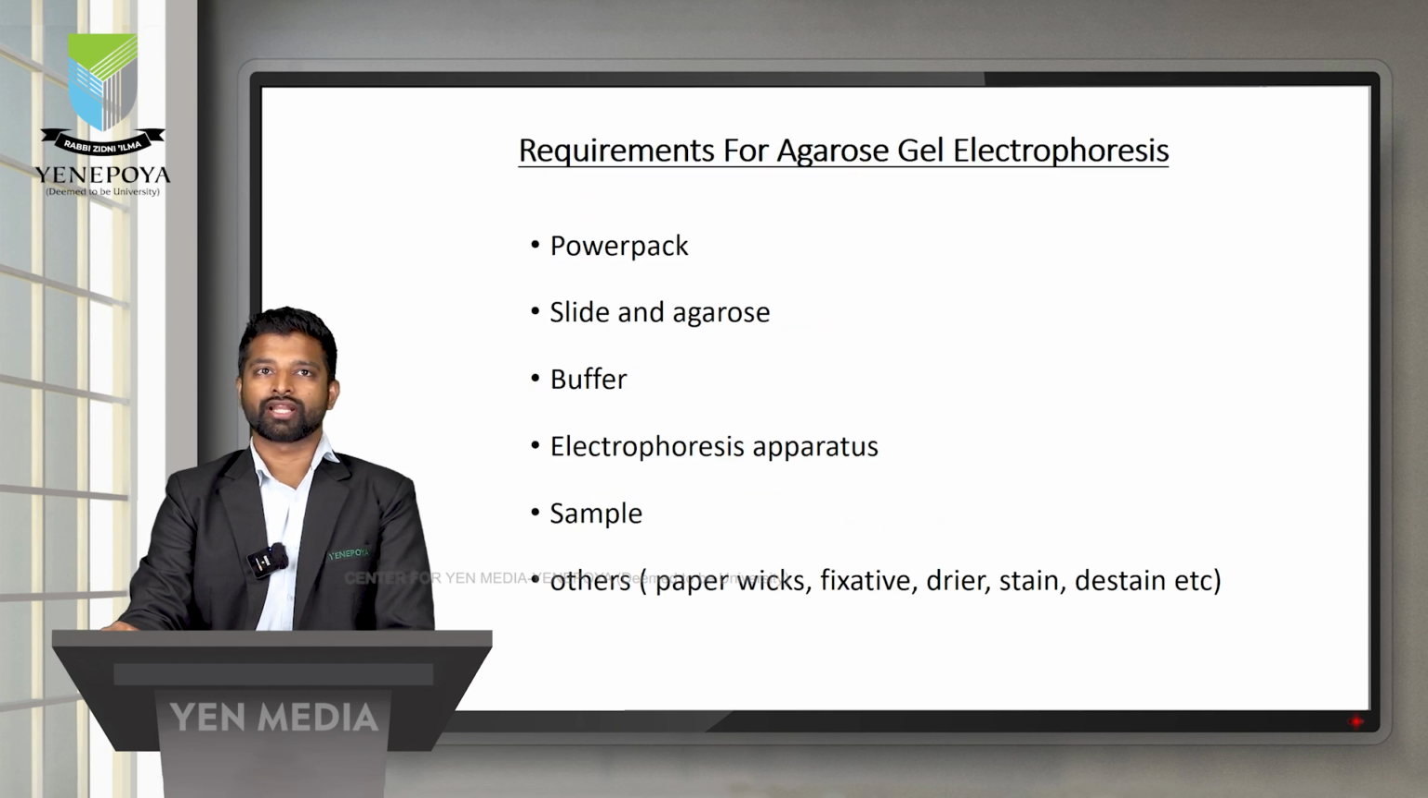For doing agarose gel electrophoresis, we need some requirements: the power pack to give the current, a slide and agarose gel which we use as the supportive medium, buffer, electrophoresis apparatus, that is a chamber to keep the slide as well as the buffer, the samples we will be using, and other items like paper wicks, fixative, dryer, stain and destain, etc.